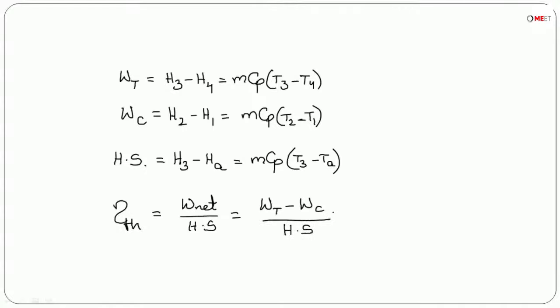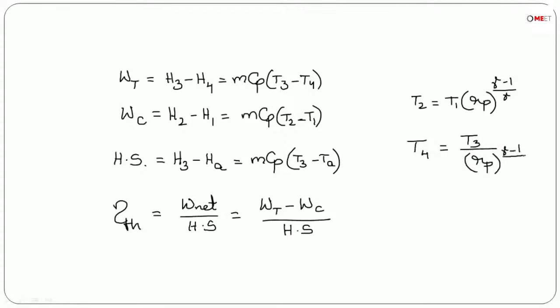Now the question that arises here is, we can find T2, we can find T4 because the processes are isentropic. If the pressure ratio is given, T2 can be determined by using T1 into Rp to the power (gamma minus 1) by gamma. T4 can be determined by using T3 by Rp to the power (gamma minus 1) by gamma, if T3 and pressure ratio are given, the minimum and maximum temperatures. But how do we determine this TA? This plays a very important role here.